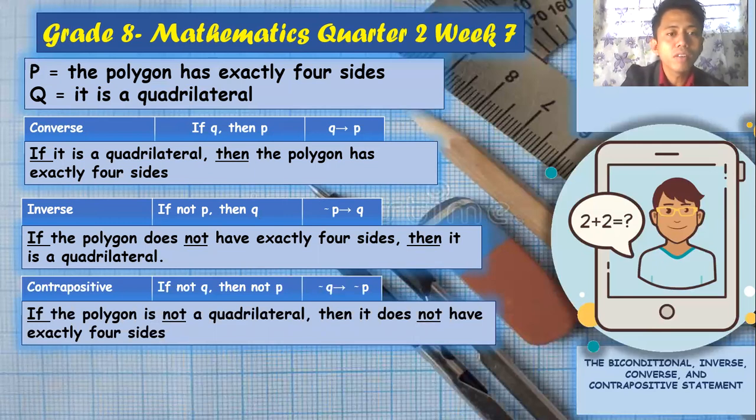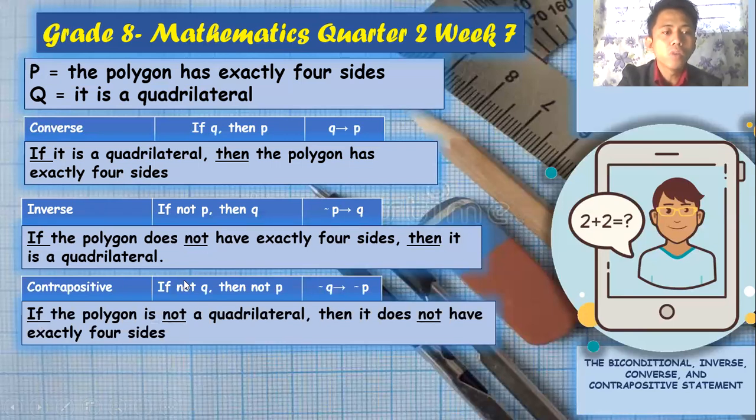So here in the contrapositive statement, the condition is if not Q, then not P. Therefore, we need to get the negation of both P and Q. The negation or the opposite statement of P is the polygon does not have exactly 4 sides. And then the negation of Q: Q is it is a quadrilateral. What is the negation of this Q? It is not a quadrilateral. Okay, so that is the negation. So by following the pattern, if not Q, then not P. So let's have this. Copy the word if. So we have if, then not Q.